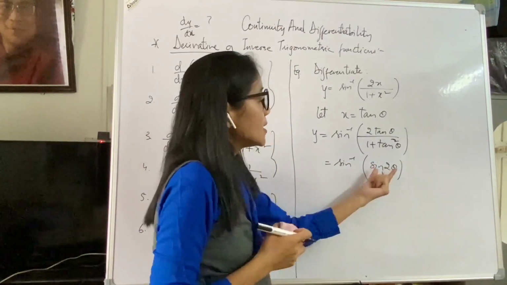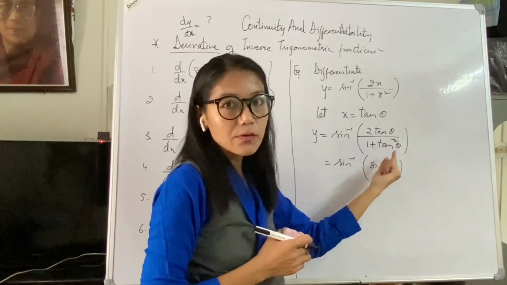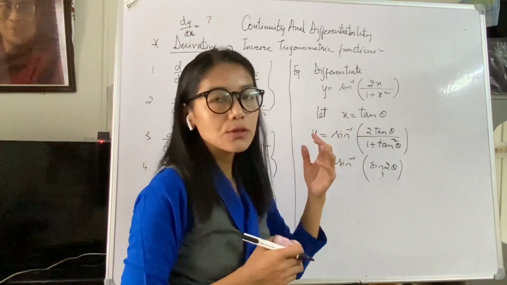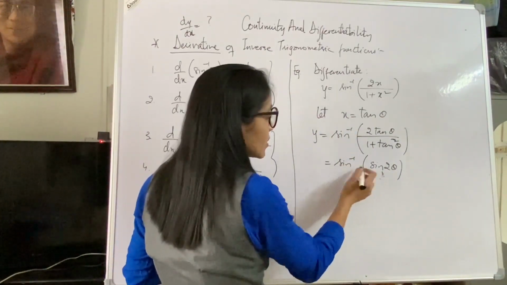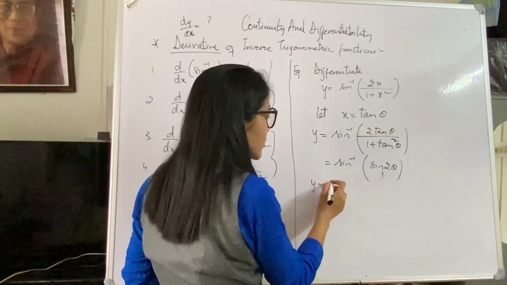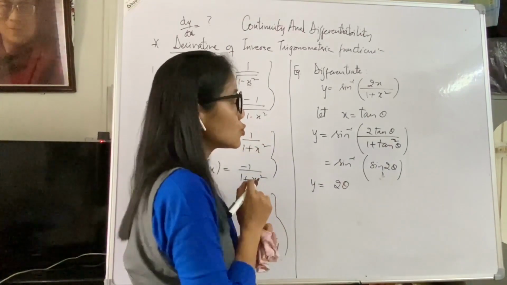We have this formula, sin 2θ is equal to 2 tan θ upon 1 plus tan² θ. In class 11 you must have derived this. Now I can cancel sine inverse and sine, so these two get cancelled, and I'm left with y is equal to 2θ.